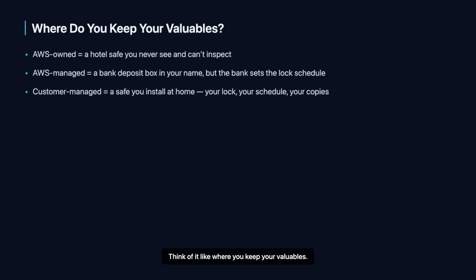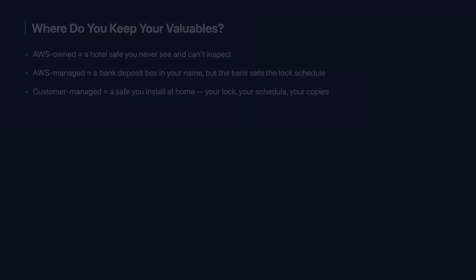Think of it like where you keep your valuables. An Amazon Web Services owned key is a hotel safe. It's there, it works, but you never see it and you can't inspect it. An Amazon Web Services managed key is a bank deposit box in your name. You can look at it and see its history, but the bank sets the schedule for changing the lock. And a customer managed key is a safe you install in your own home. You choose the lock, you choose when the combination changes, and you decide who gets a copy. Same valuables, very different levels of control.